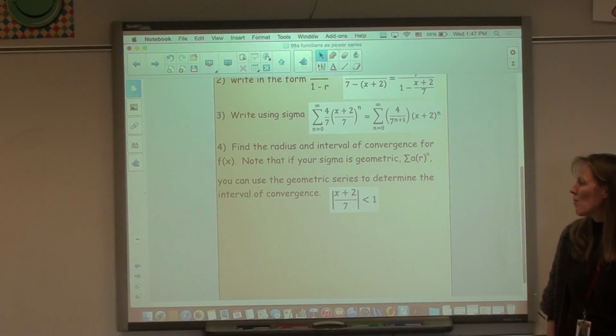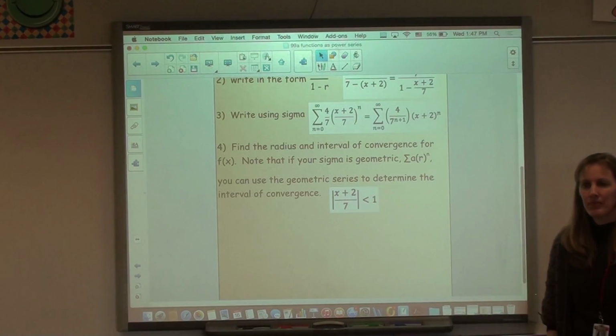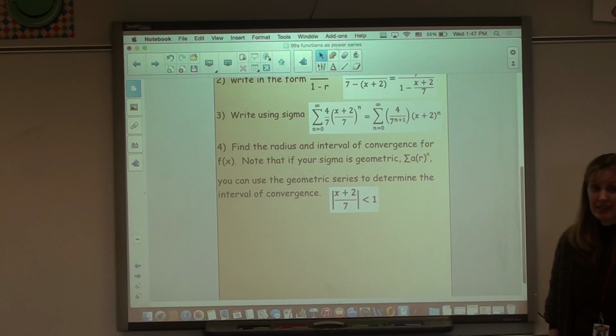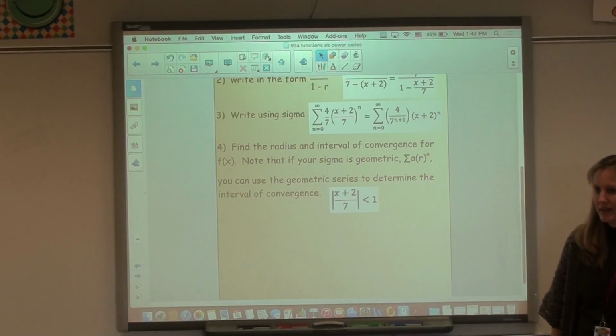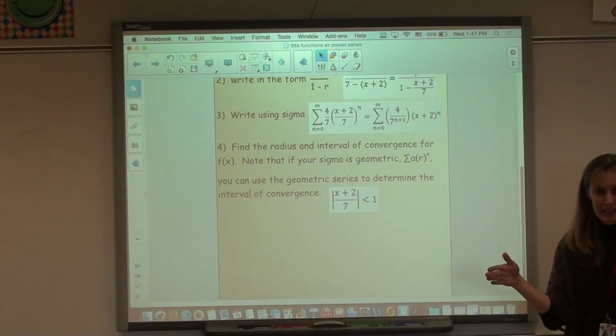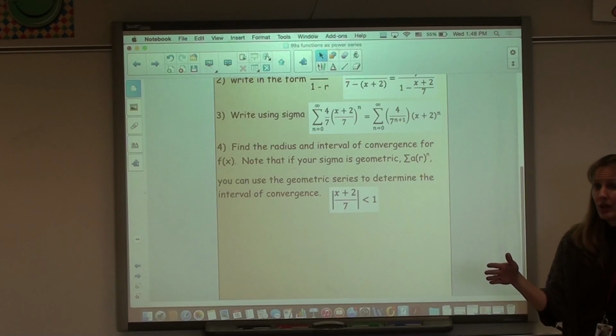Now, have we found the radius yet? No. What is the radius? 7. How'd you get 7? You've got to get rid of the 7, so multiply both sides by 7. Does everyone understand that? Because you have to have absolute value of x minus c less than r. I'm just going to say yes.